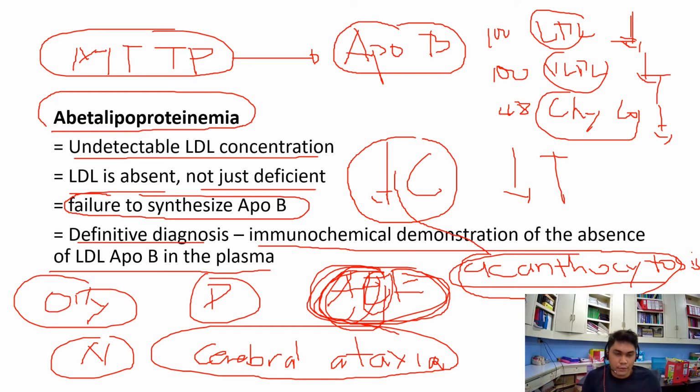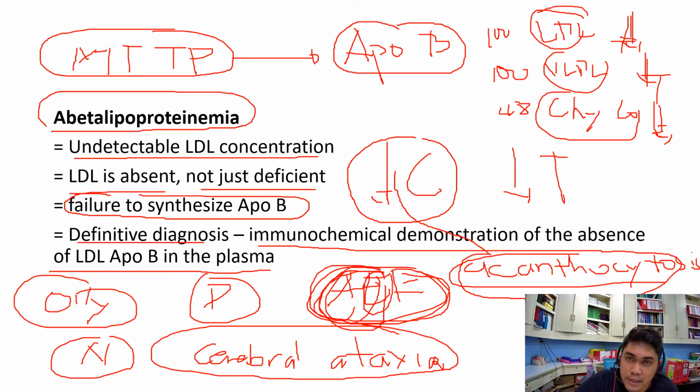Okay, so let's go back. For abetalipoproteinemia, there is MTTP gene mutation. And since there's MTTP gene mutation, the effect is decreased production of ApoB. Now ApoB is the apolipoprotein in LDL, VLDL, and chylomicrons. So for LDL, you have ApoB 100, VLDL ApoB 100, and for chylomicrons, it's ApoB 48. So meaning in abetalipoproteinemia, you have decreased LDL, decreased VLDL, and decreased chylomicrons.